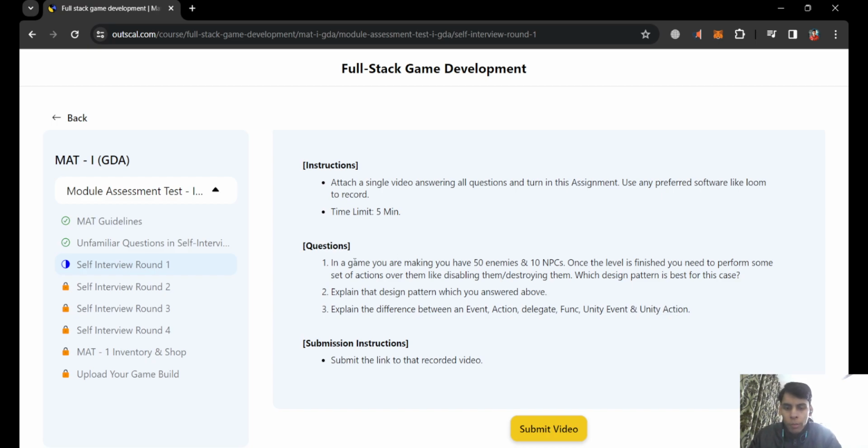So coming to the first question, in this particular case, I would definitely use observer design pattern. Why I would use this observer design pattern is because there are 50 enemies and 10 NPCs, and once the level is finished, I need to disable them. So there can be multiple things other than disabling them as well. Like when the level is finished, I have to display a UI screen on top of the player or disable the player as well. So multiple scripts need to access this particular trigger that level is finished. So I would definitely use observer design pattern in this case.